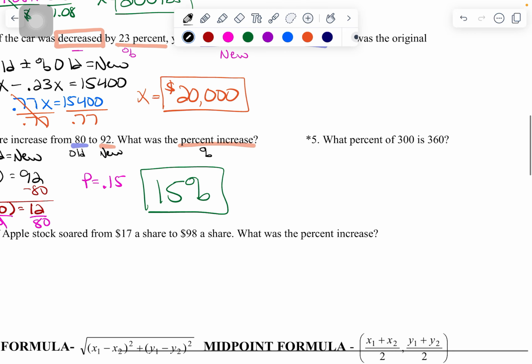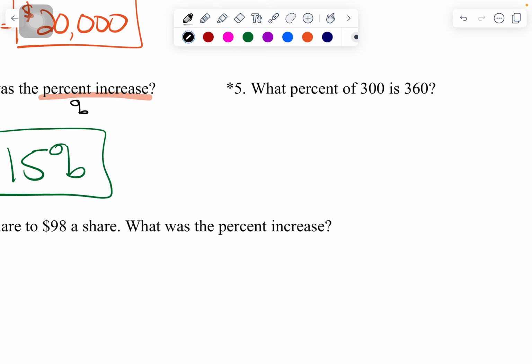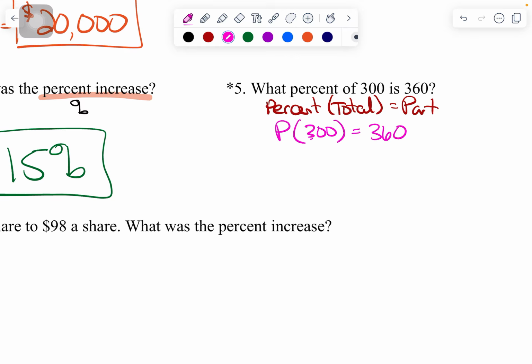All right. Number 5 is kind of hiding off to the side here. What percent of 300 is 360? So this is percent times total equals part. So what percent of, I don't know the percent, so I'll go ahead and use percent, of 300 is 360. Okay. So I'm going to go ahead and divide both sides by 300.